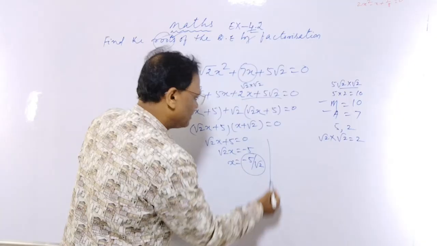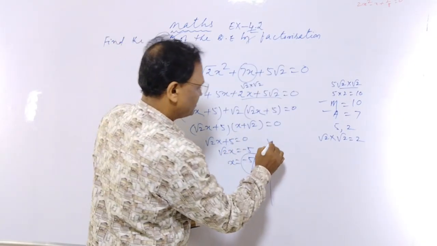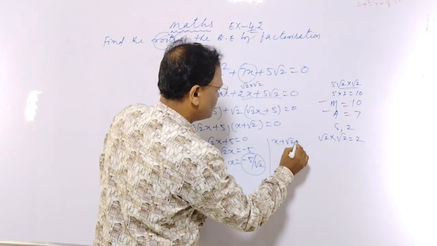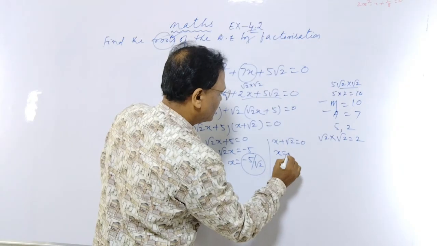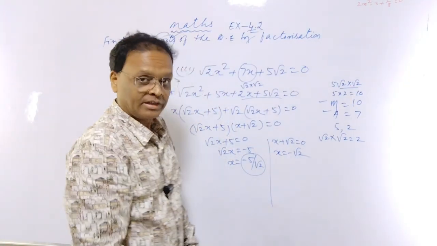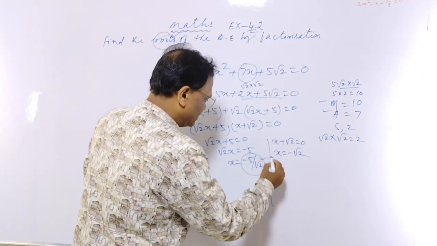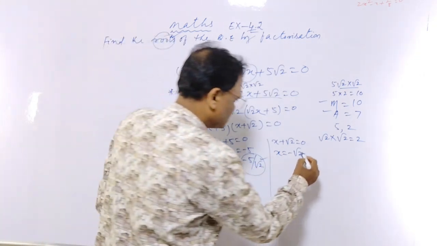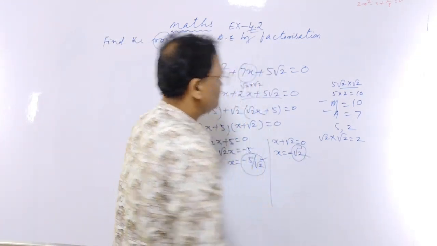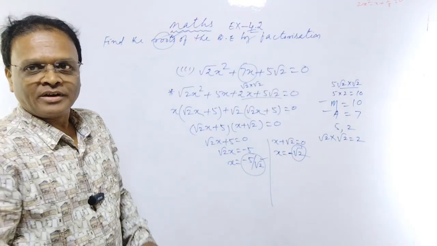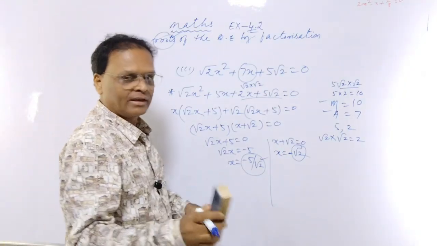Second one, for the second, I'll take the second factor. x plus root 2 equals 0, or x equals minus root 2. So therefore, the two roots are minus 5 by root 2 and the second one is only minus root 2. So this is the way how to find the roots of the quadratic equation.